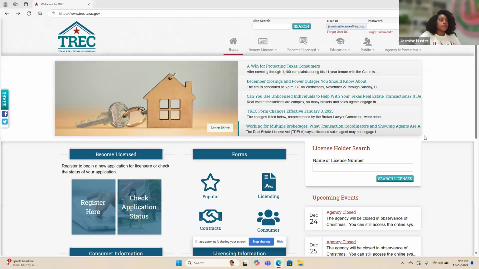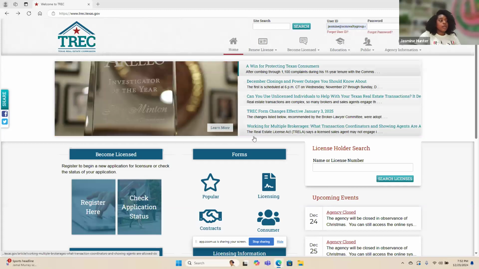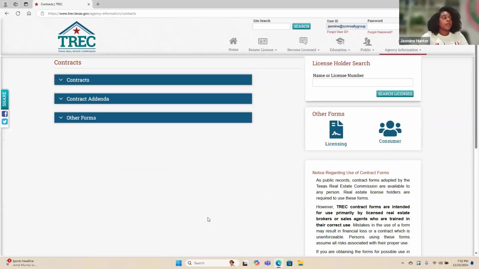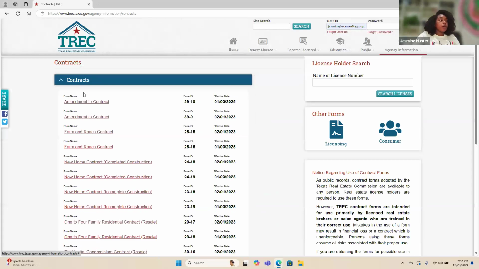When you get to the Trek website, you don't even need to log in. Simply go down right here where it says contracts, and it's going to give you three drop downs. You're either going to use the other forms, the contract addenda, or the contracts, and we are going to go over the contract addenda. But the first thing I want to show you is on the actual contract itself.